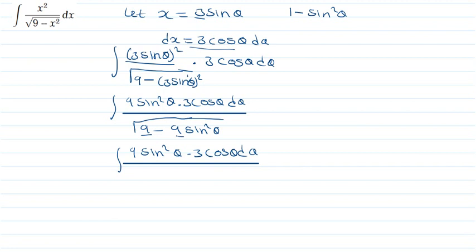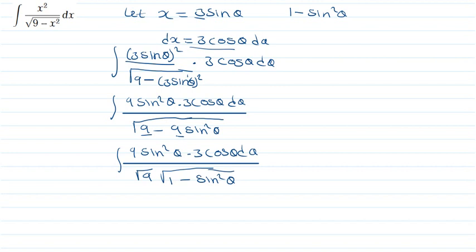But whenever you're factoring a number outside the root, it's supposed to carry a root. So if you're factoring a 9 outside the root, it's going to be square root of 9. If you're factoring a 4 out of the root, it's going to be square root of 4. So in my case, I have a 9, so it's going to be square root of 9 multiplied by the square root of 1 minus sine squared theta.